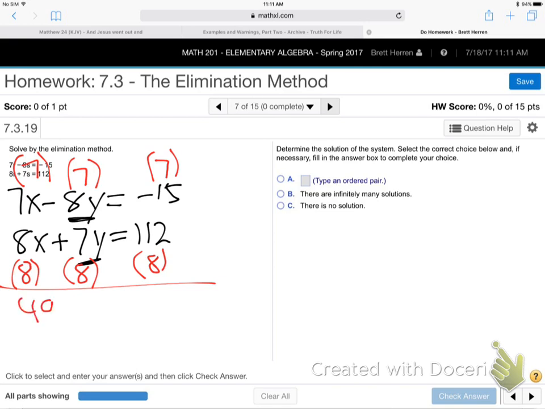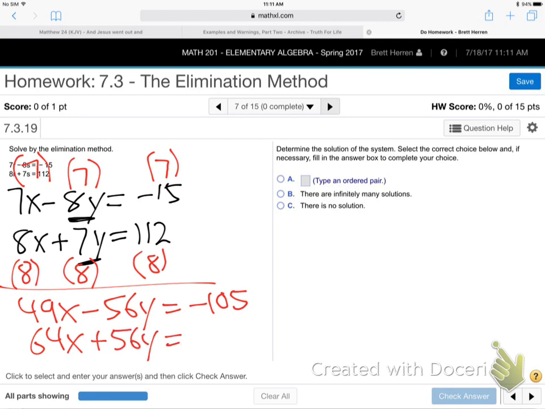All right, let's see what we got. 49x minus 56y, and 7 times 15, what's that? 105. Minus 105. Then 64x plus 56y, and 8 times 112, is it 896? Yeah. Thank you. Is that good to there?